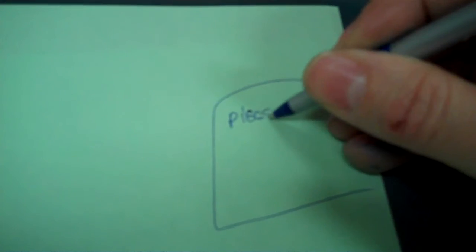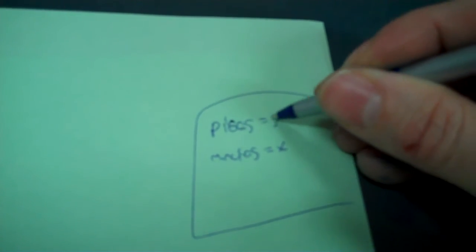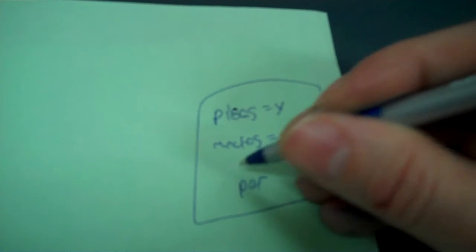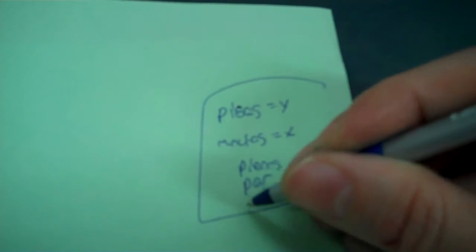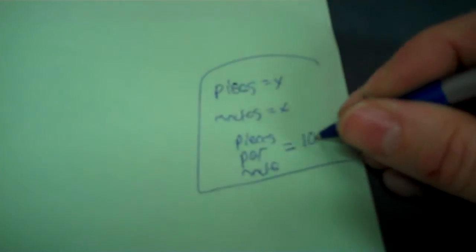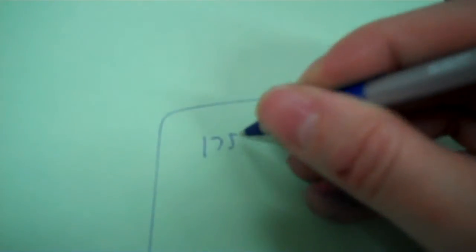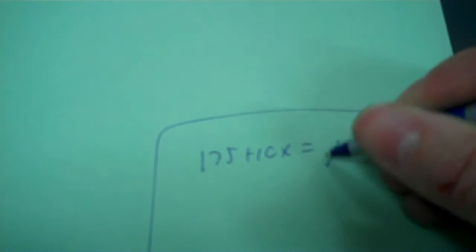Then in the row, I've got the 2 units, the pieces and the minutes. X stands for our minutes, Y stands for our pieces. So per pieces per minute. And the pieces per minute's 10 pieces per minute. So it'd be 10x, okay? So it's 175 plus 10x equals Y, okay? And then I can write my equation, 175 plus 10x equals Y.